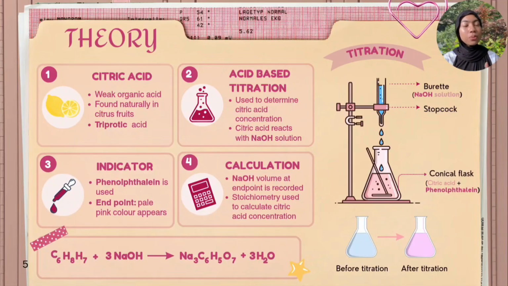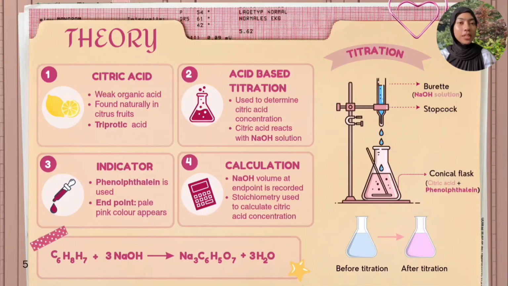Citric acid is a weak organic acid that is naturally found in citrus fruit. It is also a triprotic acid, which means one citric acid can release 3 hydrogen ions. To determine its concentration, we use an acid-base titration. In this method, the citric acid in the beverage reacts with sodium hydroxide or NaOH until it reaches the endpoint.